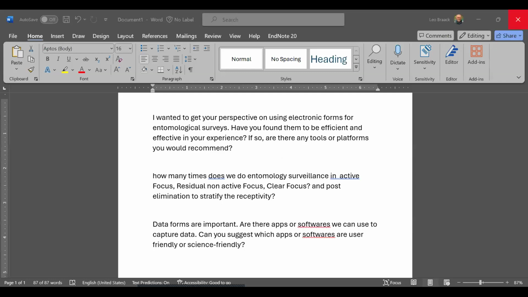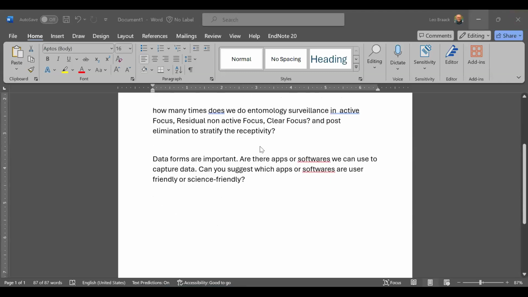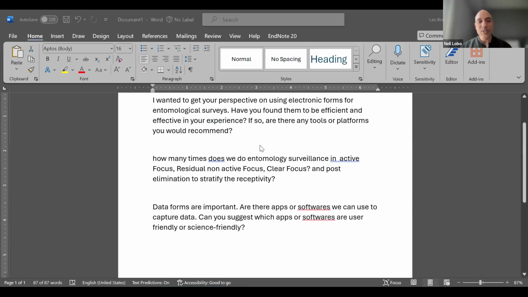Not quite, Neil. We're going to ask you if you wouldn't mind having a look at just 3 questions. Oh, sure. If you don't mind. Yeah. The first question is, I wanted to get your perspective on using electronic forms for entomological surveys. Have you found them to be efficient and effective in your experience? If so, are there any tools or platforms you would recommend?